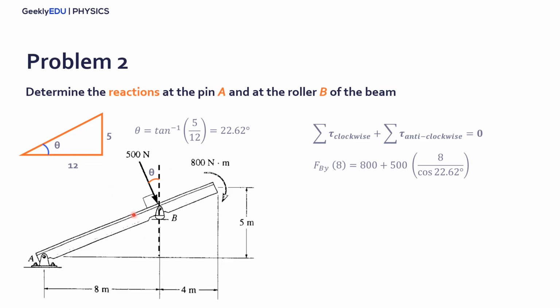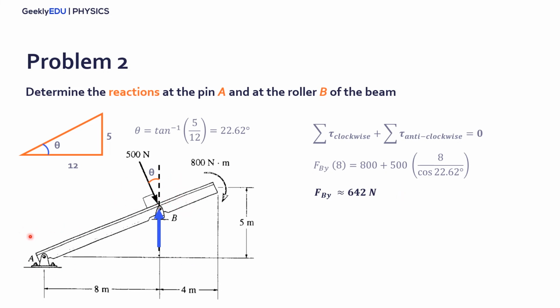So our reaction needs to be in the anti-clockwise direction. So probably this force FB here is pointing up, right? We have components pointing down and a torque in the clockwise direction, so the reaction must be the opposite way. So this force must be up. Doing all the calculations, our FBY is 642 newtons. Very good, we have the reaction at the roller B.